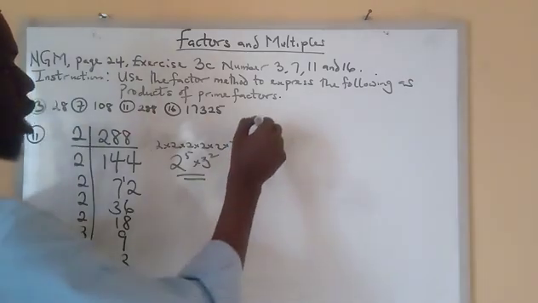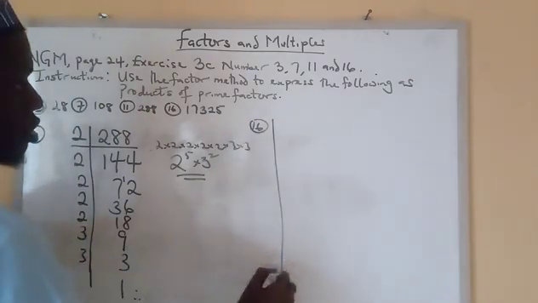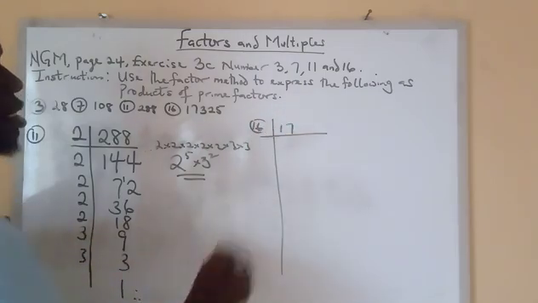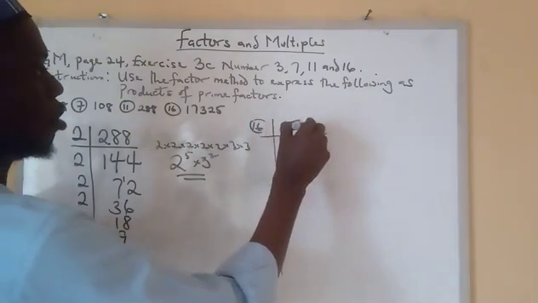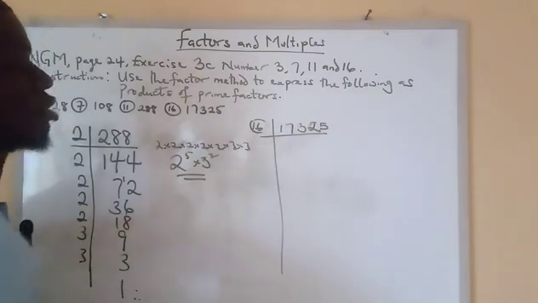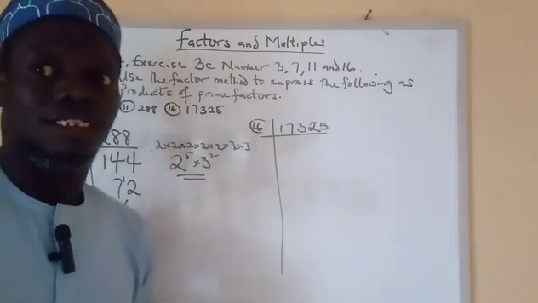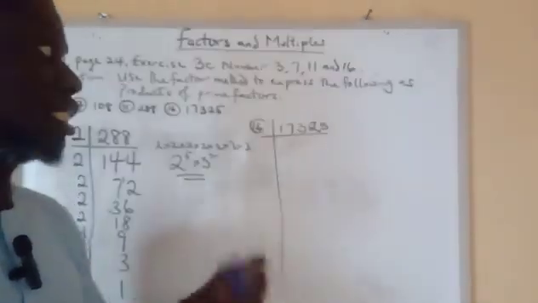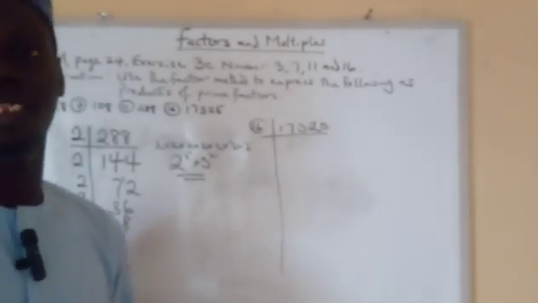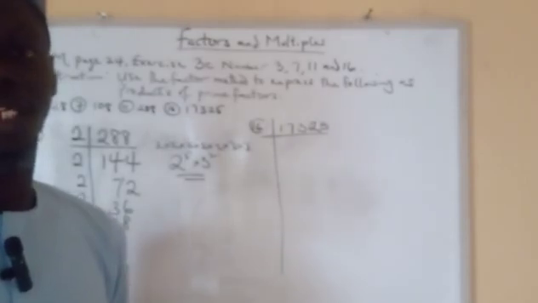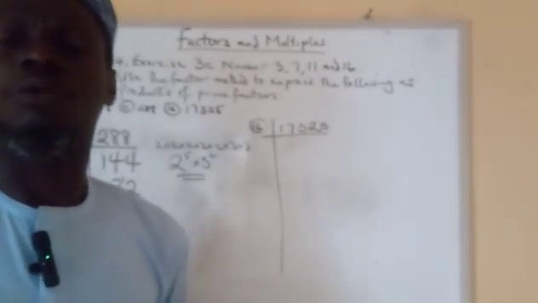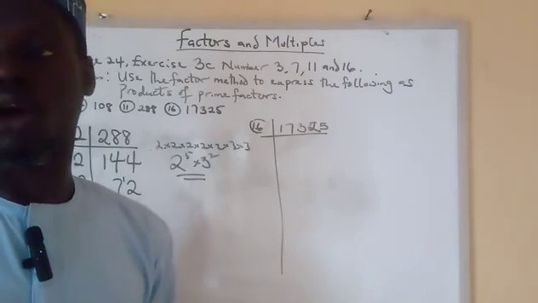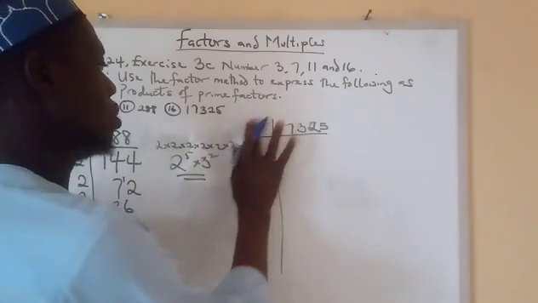So let's move to the next one, number 16, which is a much bigger number, 17,325. How do we get the prime factors of this? Looking at this, definitely 2 is not a prime factor of this big number, 17,325, because the last digit there is 5. That shows that 5 can be a factor of it. So we use 5 instead.